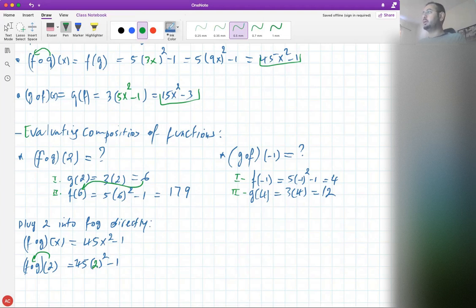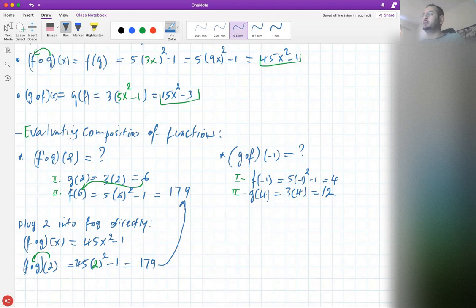And again, simplify this. What do we do first to simplify or evaluate this? This operation? What is it? Exponent, right? Exponent. So 4 times 45, that's 180, minus 1 would be 179. Same as the previous one.